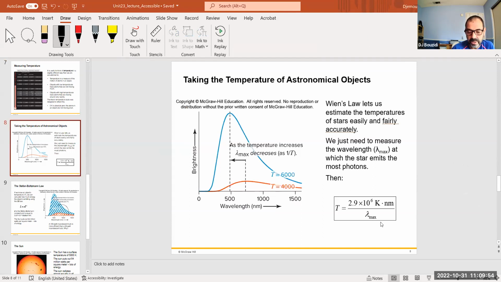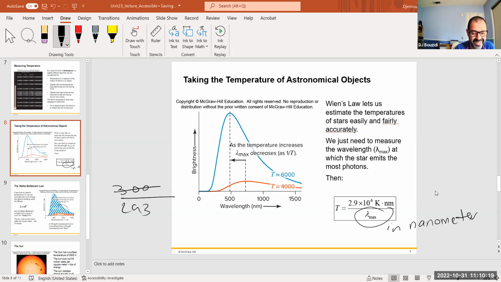So I talked about this law. This is the Wien displacement law provided. Lambda is in nanometers. Make sure that your lambda is in nanometers, okay? So for example, you and I are around 300 Kelvin. Don't tell me it's not 300 Kelvin, it's 293. So that's what makes you happy. Sorry. It's 2.9 times 10 to the power 6.